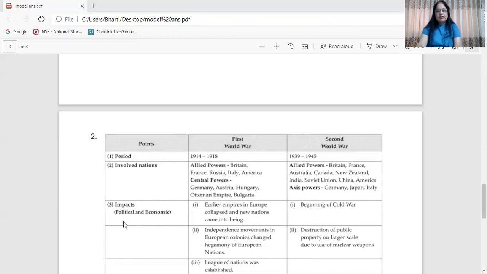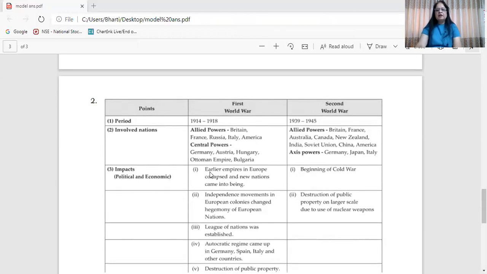इम्पैक्ट, विच इम्पैक्ट्स पॉलिटिकल एंड इकोनॉमिक. फर्स्ट वर्ल्ड वॉर का इम्पैक्ट क्या था? Earlier empires in Europe collapsed and new nations came into being. सेकेंड वर्ल्ड वॉर का इम्पैक्ट क्या था? Beginning of Cold War. Second point, independence movement in European colonies changed hegemony of European nations.